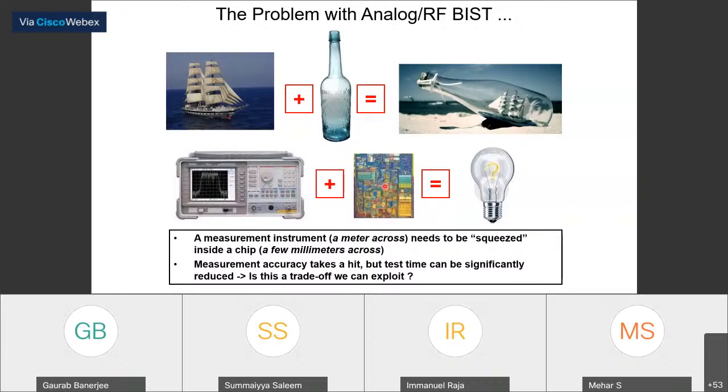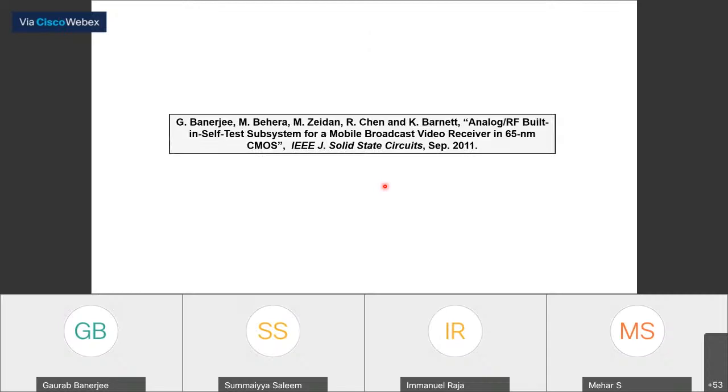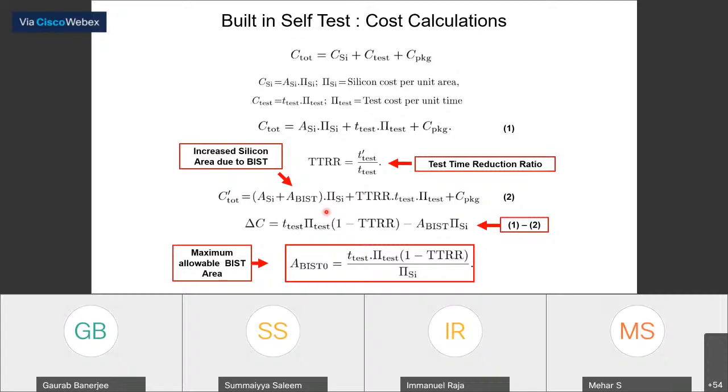So these are the considerations with which you have to design an integrated BIST subsystem. And this is what we did at Qualcomm. If you want details of this, you can read this Journal of Solid-State Circuits paper from 2011. We had finished the chip, I believe, in 2009. I would like to acknowledge the help of my colleagues Manas Behera, Mohammed Zaidan, Rick Chen, and Kenneth Barnett. We were all on the team that designed this industry-first product chip that included a full BIST analog RF subsystem.